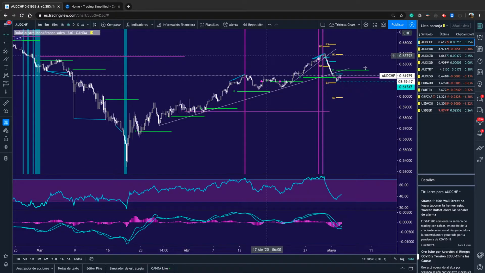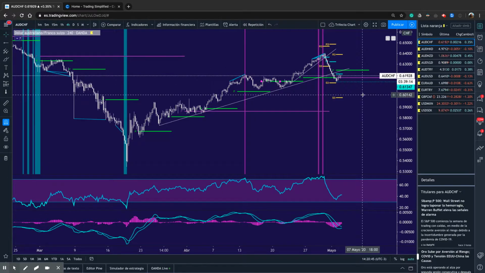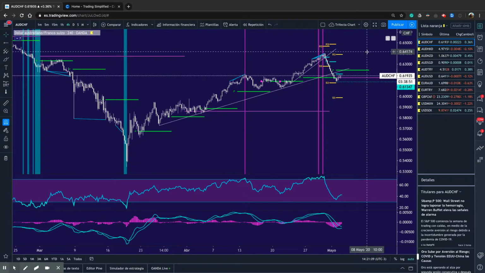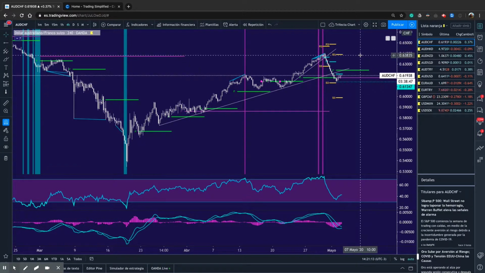Okay, let's go to our analysis. First of all, last week we had a couple of setups that worked really awesome, and we're going to make a little bit of analysis on those charts, and after that I'm going to add new setups that I am looking at this week. First of all, we have Aussie against the Swiss franc.